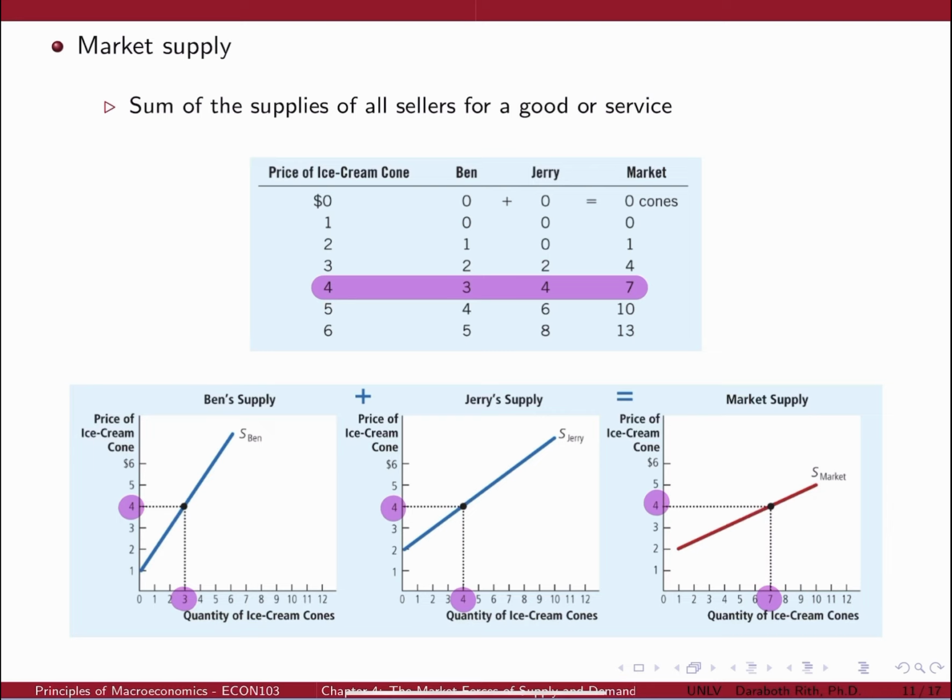Make sure that you don't add up the price, only add the quantity supplied of each supplier to get the market supply. Once you add the total quantity supplied of all suppliers at each price point, you can get a list of quantity supplied of the market supply. And then you can plot the market supply on a graph such that you label the price on the vertical axis and the quantity supplied of the market supply on the horizontal axis.